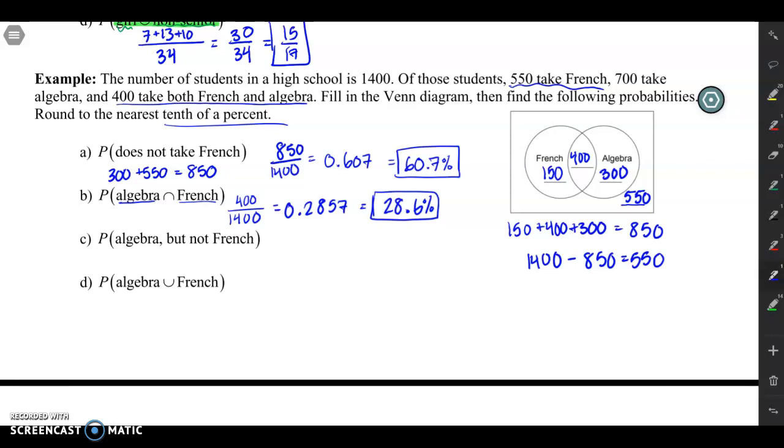All right, what's the probability of being in algebra but not French? So we're just looking at the kids that are in algebra that are not in French. So that's going to be 300, the 300 kids that are just in algebra, over the 1,400 that are total at the school. And again, you can just use your calculator. This one just requires a very, very basic calculator. You could even use your phone calculator if you weren't on a test. That's going to turn into 21.4%.